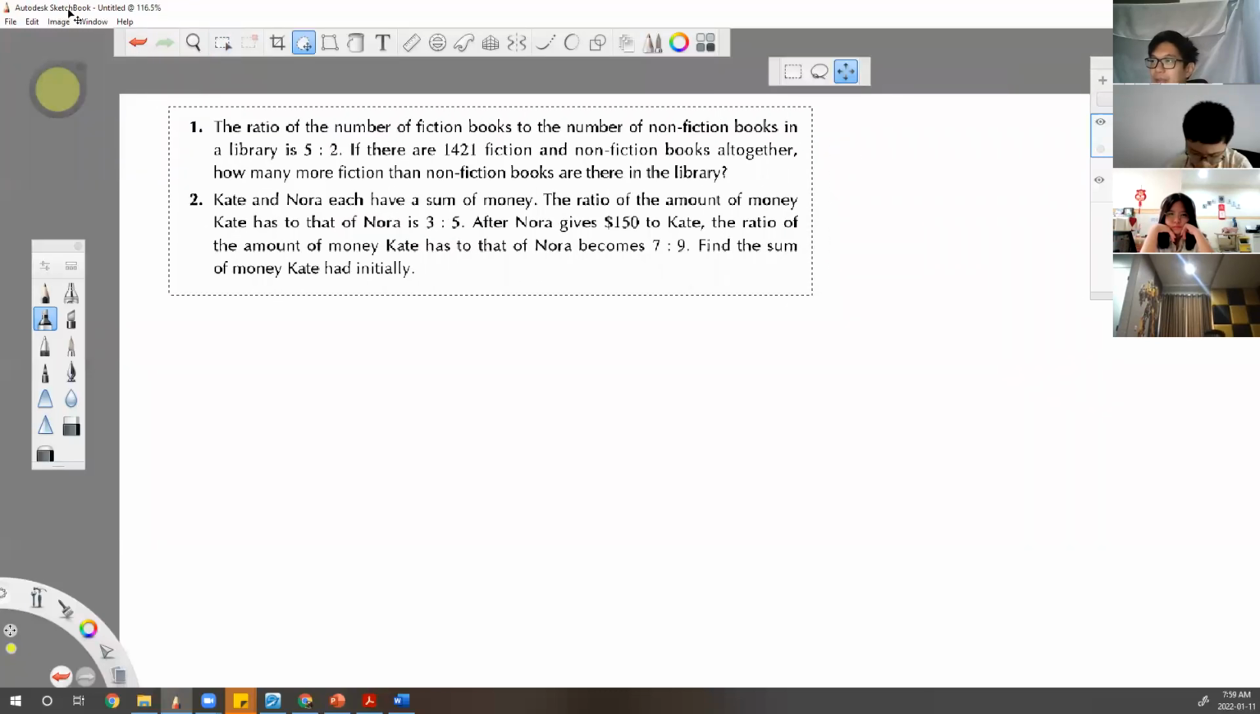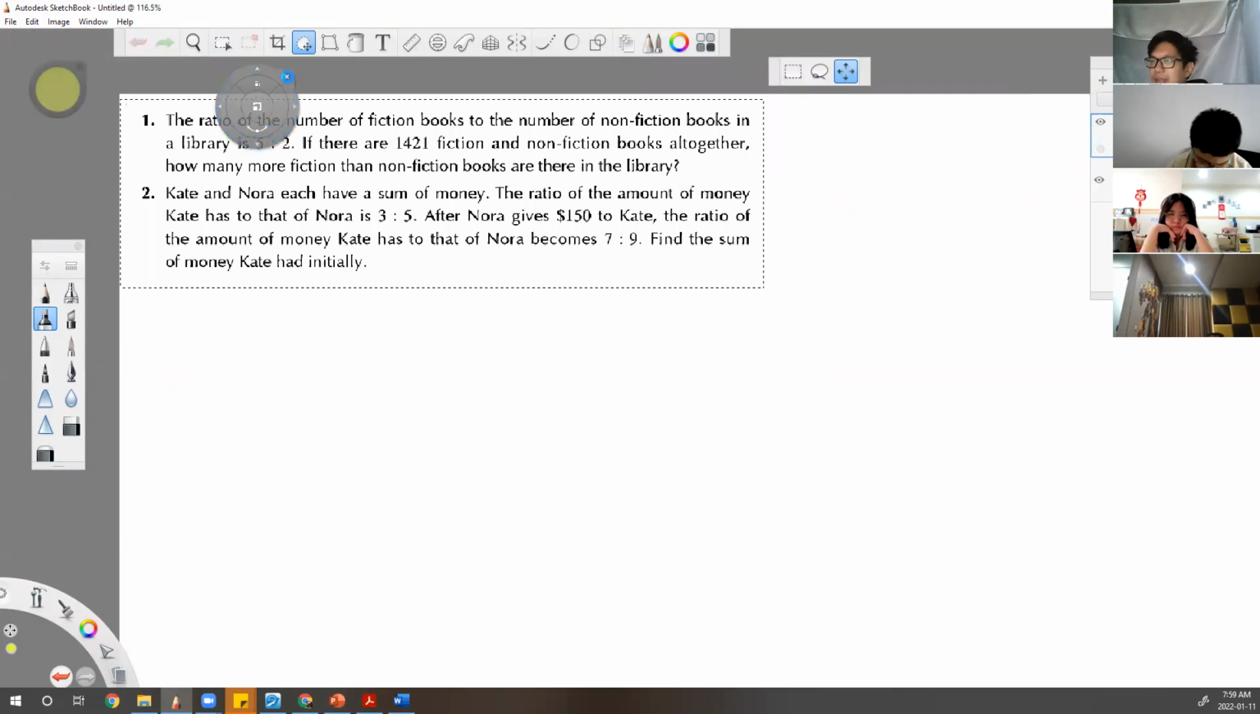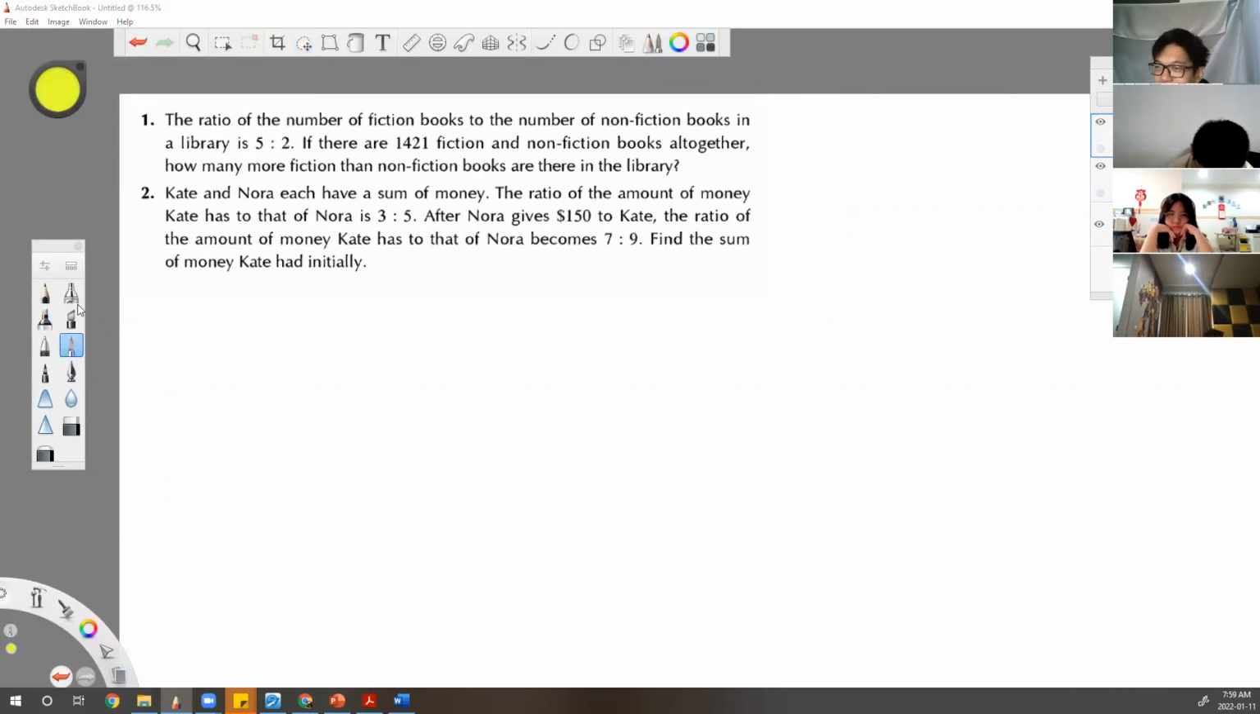The ratio of the number of fiction books to non-fiction books. Okay, let's write it down first. List down all the possible units. There is fiction and non-fiction. You can write F and NF, fiction and non-fiction, is 5/2. But put x again, because 1421 is not 2.